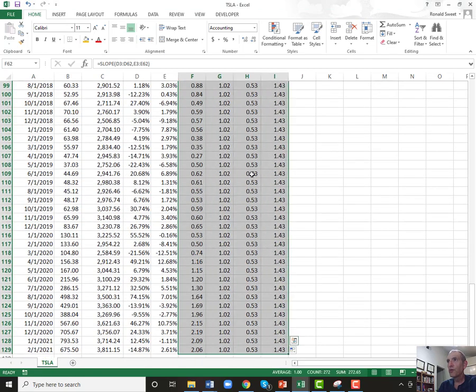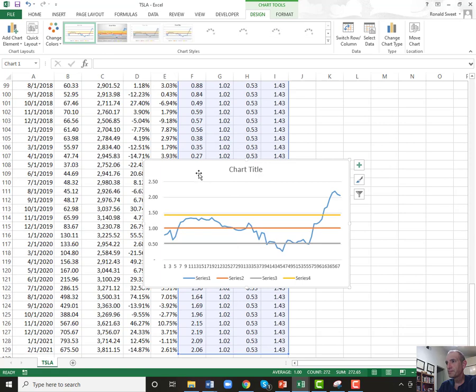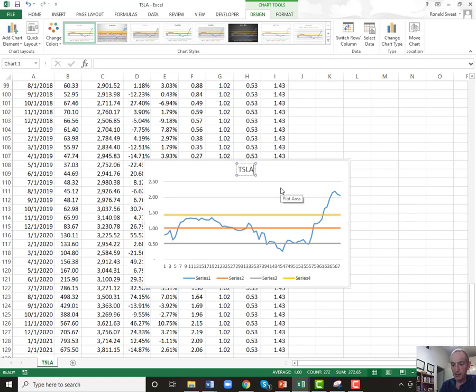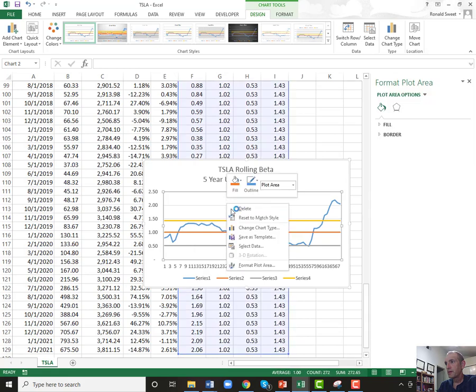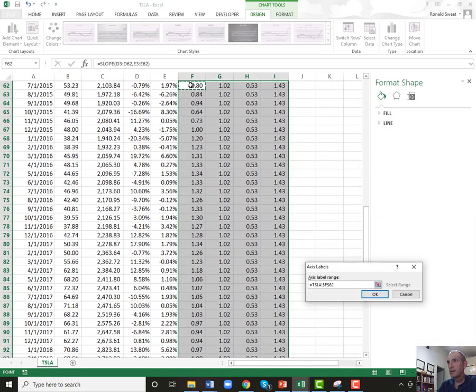So we'll graph all of that. So here we have Tesla rolling beta, 5 years using monthly data. We can put some years in there. Let's select the data and let's edit this and go over.